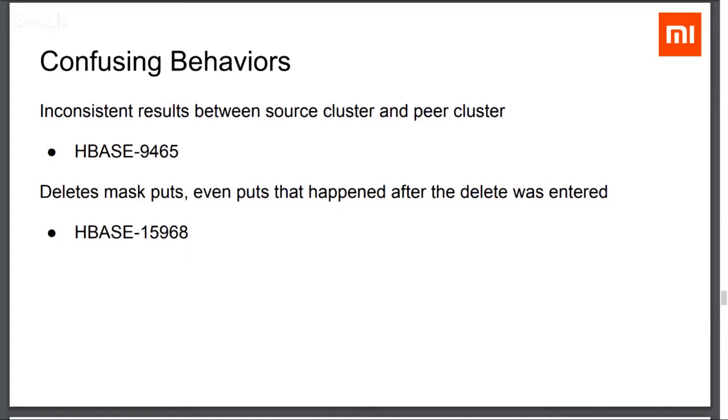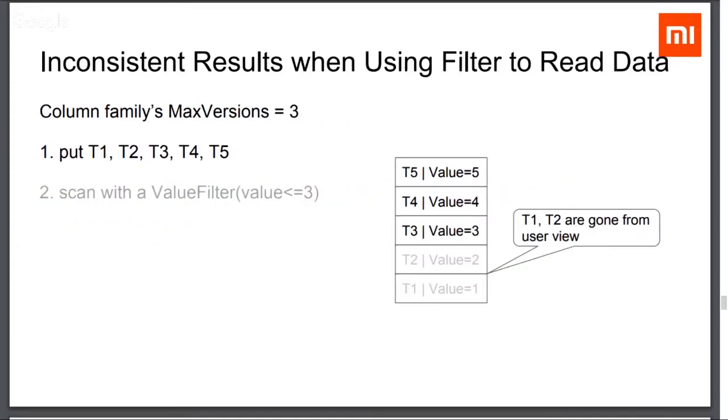The first part I will talk about is confusing behaviors. About replication, if one delete was pushed to the peer cluster first, and it was removed by major compaction, this may lead to inconsistent results between the source cluster and the peer cluster. The second case is delete masks puts, even the put that happened after the delete was entered. The last case is inconsistent results when we use a filter to read data.